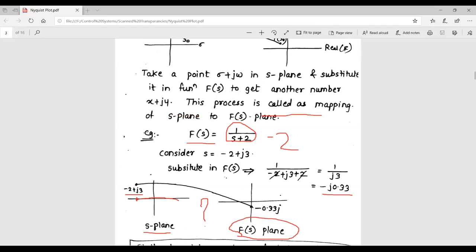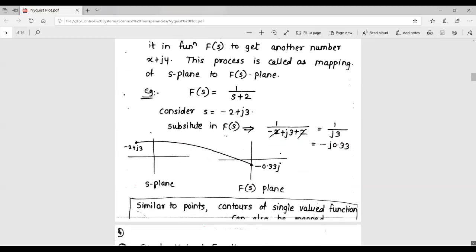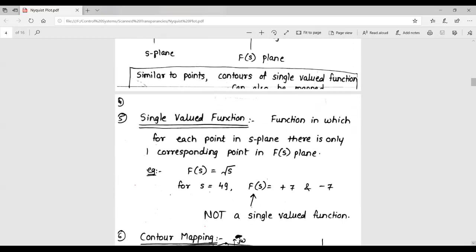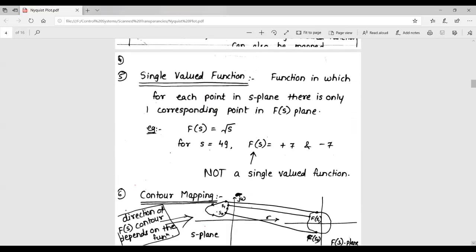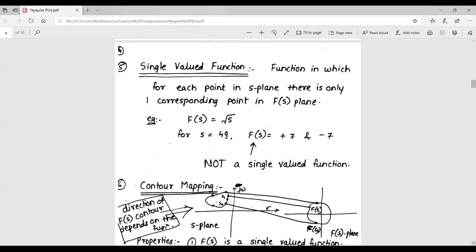Okay. Now, if we are considering the various values of S and then plotting them in the f of S plane, here we are talking about points. Similarly, you can have a path also, or you can have a contour. So that we will see next. Mapping contour. Okay, before that we need to understand what is a single valued function. Then we will go for contour mapping as the next point.